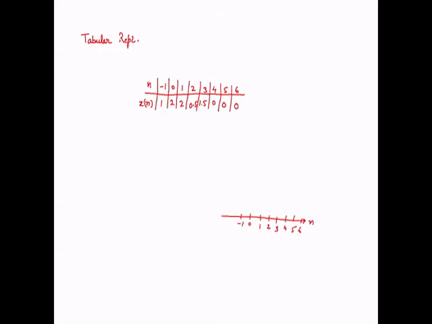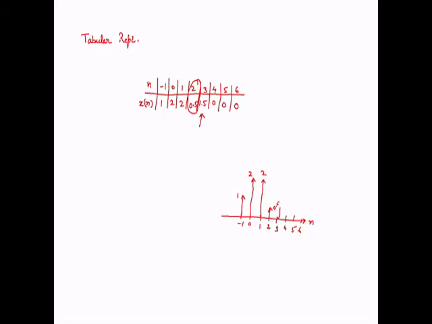Here it is -1. So at -1 value is 1. At 0 value is 2. At 1 value is 2. At 2 value is 0.5. At 3 value is 1.5. So this is the value.